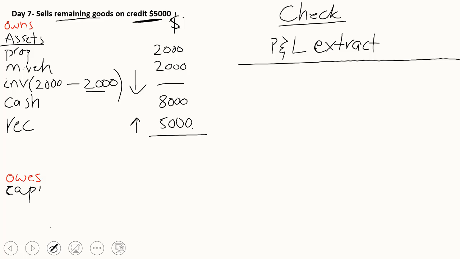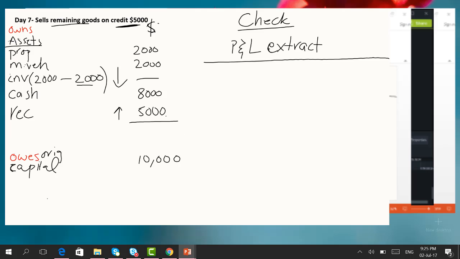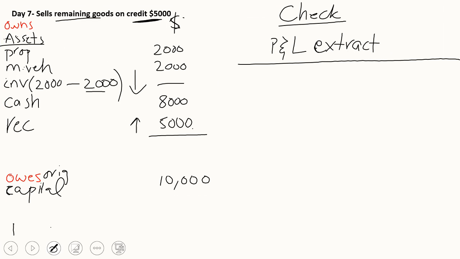Capital, original capital. Let's write it original. How much was it? 10,000. Payable, no effect. 3,000.